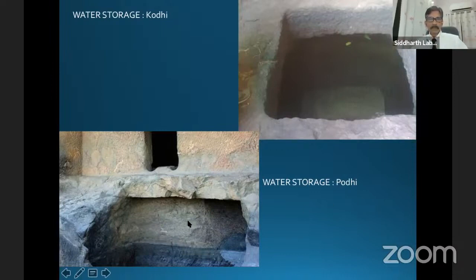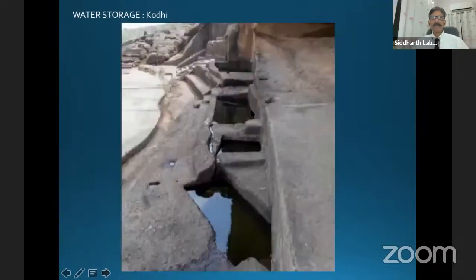Here, the roof of the water storage has been broken, so it is easy to see how it must have been. And of course, these Kodhis and Podhis were donated, and then we find their names written in the nearby area of the Leni. See, this is one example of rainwater harvesting. We see that 2,500 years ago, how beautiful the rainwater harvesting was. See the art.